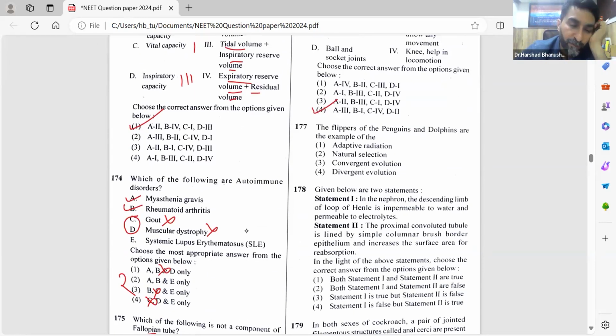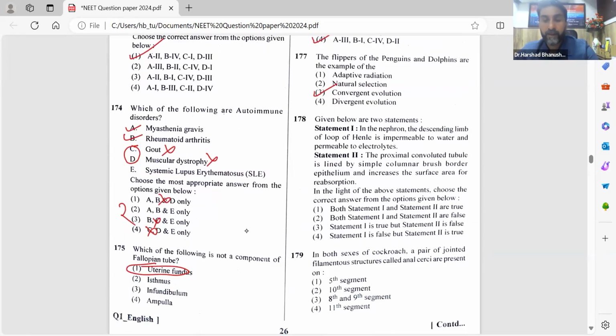Flippers of penguins and dolphins are examples of analogous organs, and analogous organs are an example of convergent evolution. In the nephron, the statement that the descending loop of Henle is impermeable to water is wrong. It is permeable. The PCT is made up of columnar brush border. Wrong. It's made up of cuboidal brush border. So both the statements are false. The answer would be option 2.